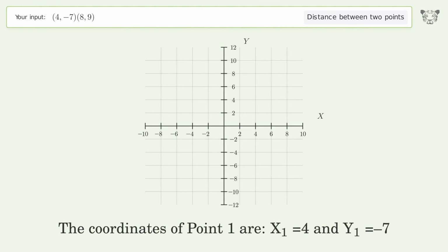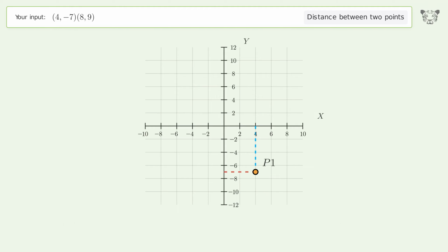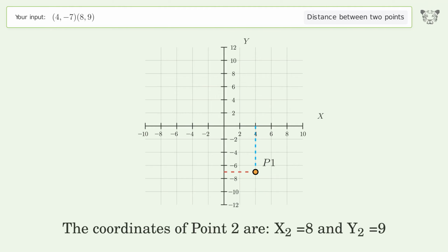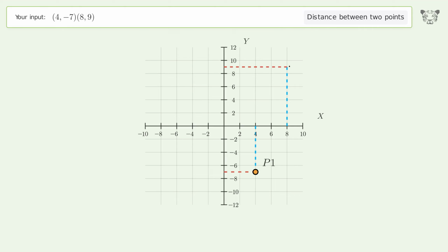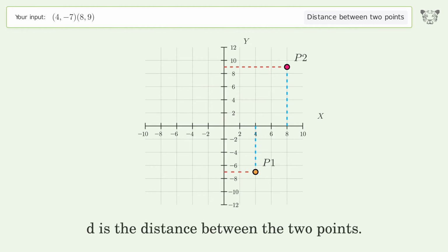The coordinates of point 1 are, x1 equals 4 and y1 equals -7. The coordinates of point 2 are, x2 equals 8 and y2 equals 9. D is the distance between the 2 points.